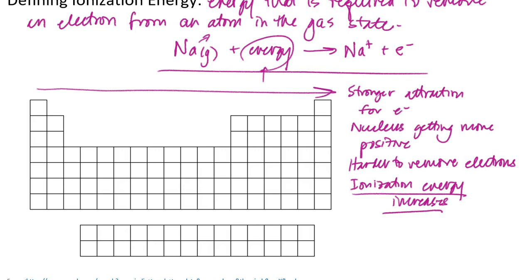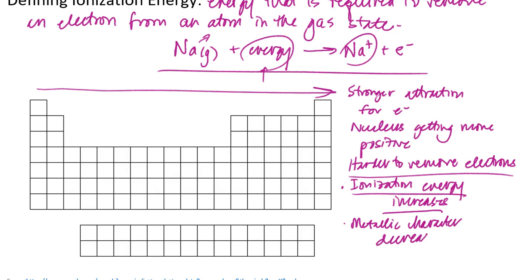Now, incidentally, again, we associate this tendency to form positive ions or cations with metals. And so if I have an atom that is easy to ionize, then that behaves more like a metal than an atom that does not ionize easily. And so if it gets harder and harder to remove electrons, then the elements on the right side of the periodic table behave less like metals. And so for that reason, we can also say that metallic character decreases as I travel from left to right in the periodic table.